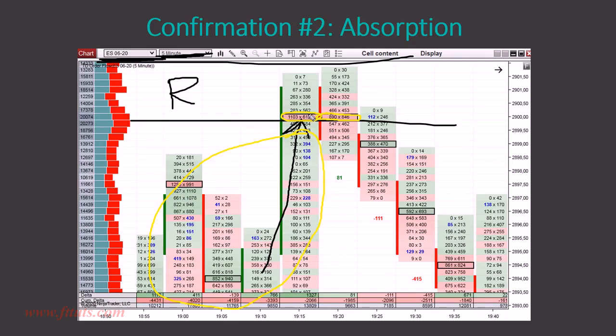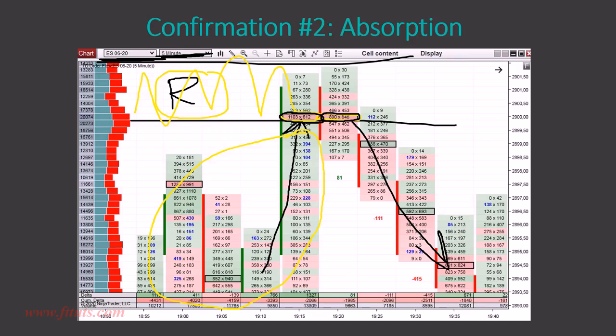Alright, and the important thing is that those volumes got created in the resistance zone. As soon as you see that, as soon as you identify the absorption, you can enter your short. You can enter it from here, or you can wait a bit and enter from here 5 minutes later.